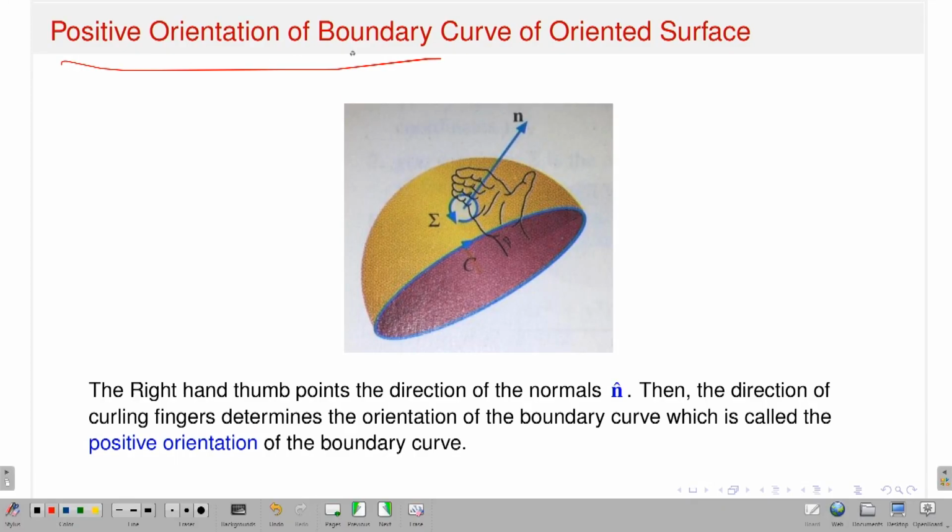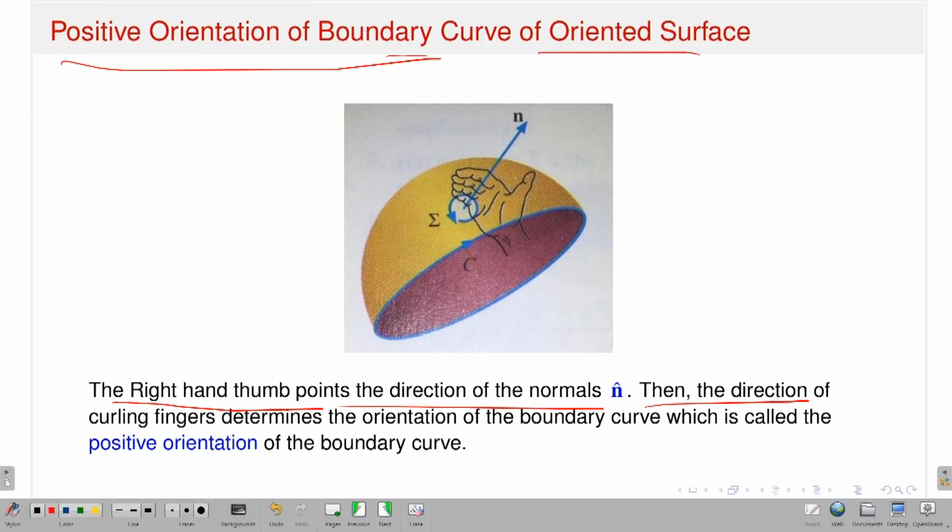Another way you can look at this positive orientation of the boundary curve of a given oriented surface is the right hand thumb rule. The right hand thumb points in the direction of the normal. So now you have a smooth surface, and suppose you start with a positive orientation, that means your normal is pointing upward. If I put my thumb in the direction of the normal, then, as I have written, the direction of the curling fingers determines the orientation of the boundary curve.